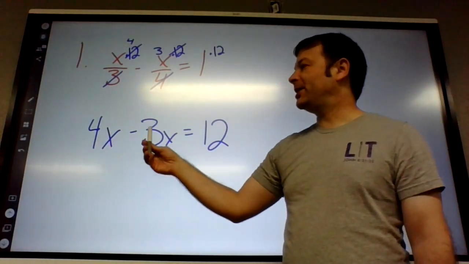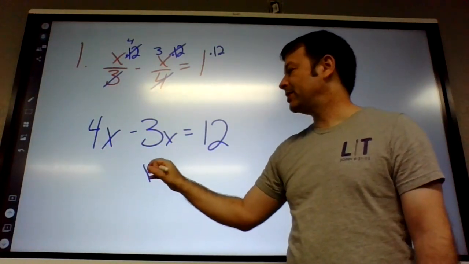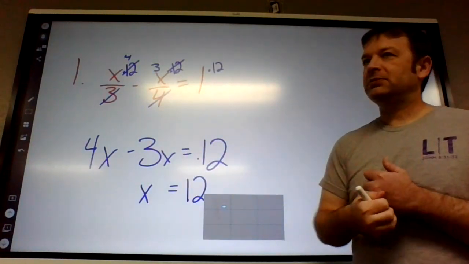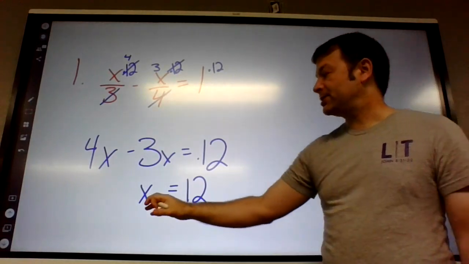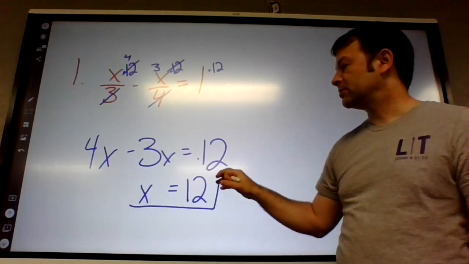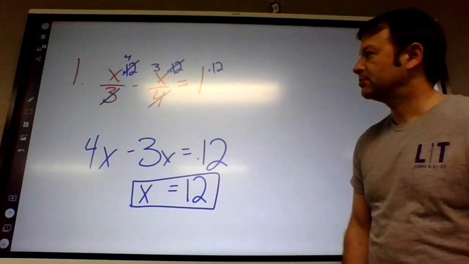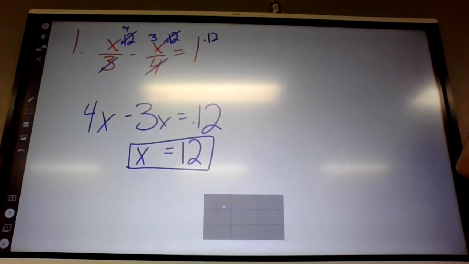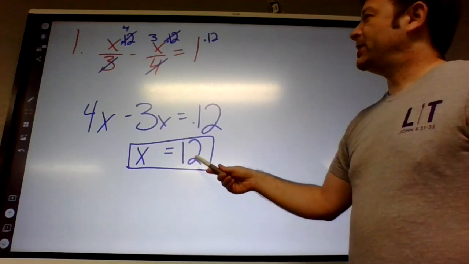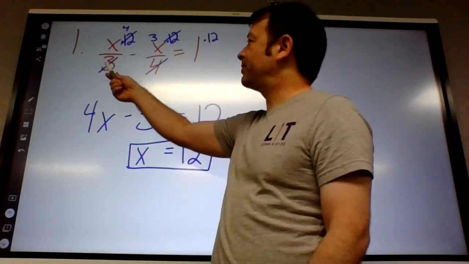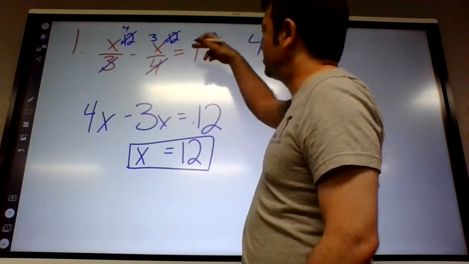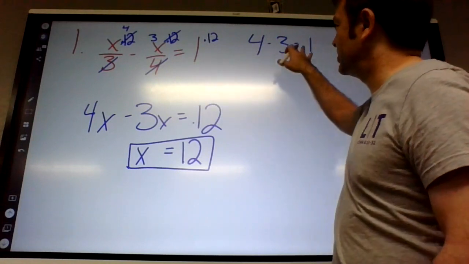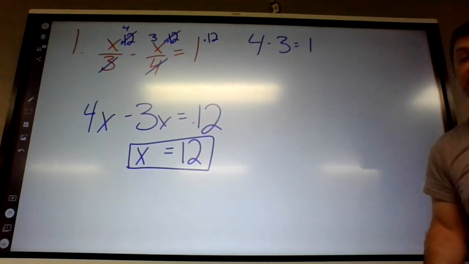What's 4x minus 3x? 1x. Okay. You don't really need to divide by 1, right? It's just x equals 12. Alright. If I plug that in, does it work? What's 12 divided by 3? 4. What's 12 divided by 4? 3. Okay. Does 4 minus 3 equal 1? Yes, it does. Okay, so that is the right answer.